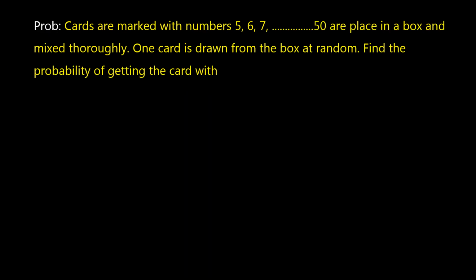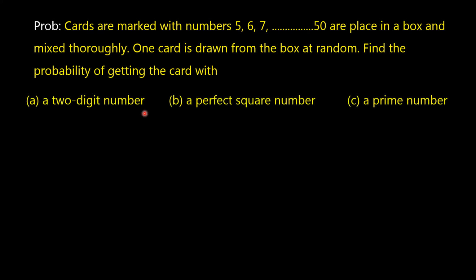Now, let's discuss one more problem. Cards are marked with numbers 5, 6, 7, and so on up to 50, placed in a box and mixed thoroughly. One card is drawn from the box at random. Find the probability of getting the card with a 2-digit number, a perfect square number, and a prime number.